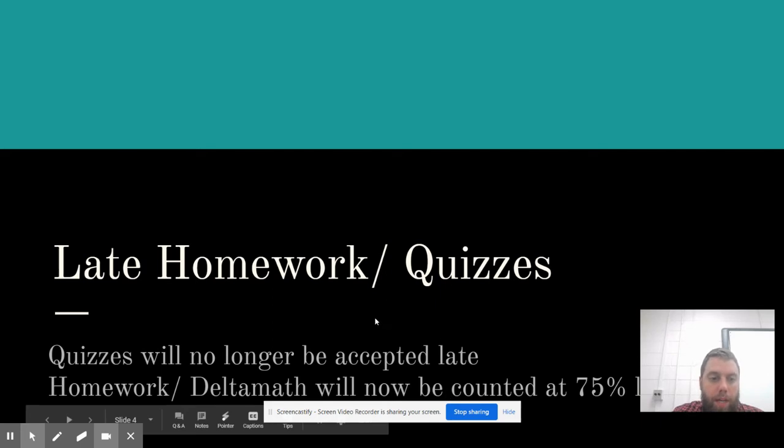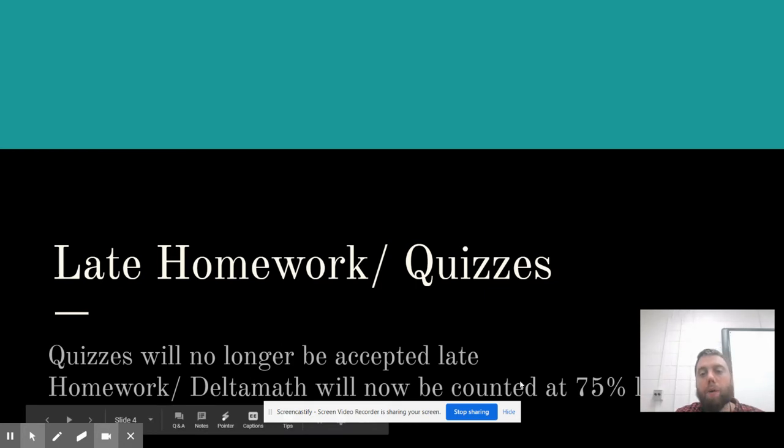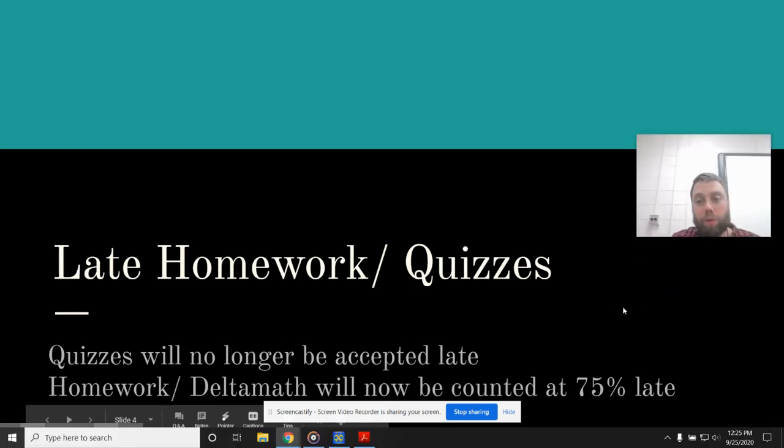Now, late homework and quizzes. Quizzes will no longer be accepted late. Those of you turning in quizzes need to make sure you're doing them within the week given, okay? And homework and Delta Math will be counted at 75% if you turn them in late, okay? So far, I've been giving you 100%, but from now on, if you do it late, you're getting 75%.